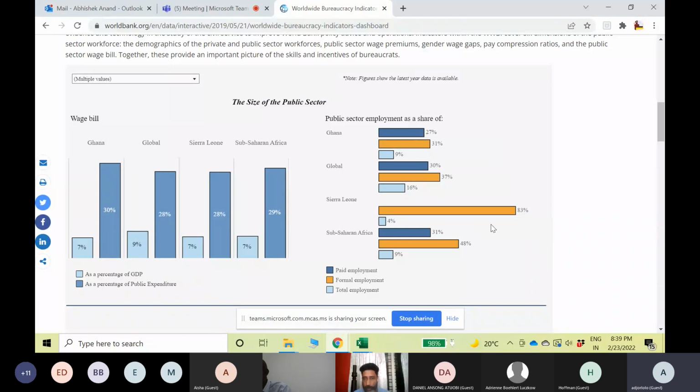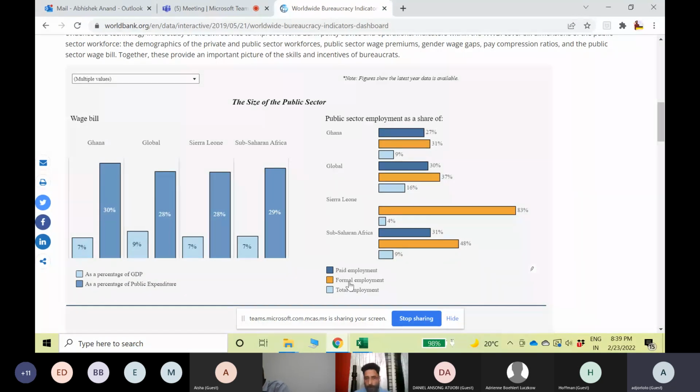We don't have the number for Sierra Leone, because perhaps that information was not available. But it's slightly higher for sub-Saharan Africa. So the size of the public sector is slightly larger in sub-Saharan African countries. Now, the difference here between paid employment and formal employment is that, of course, there are many people employed on a contractual basis, and that is not considered formal employment. Formal employment is basically people who are permanent workers.